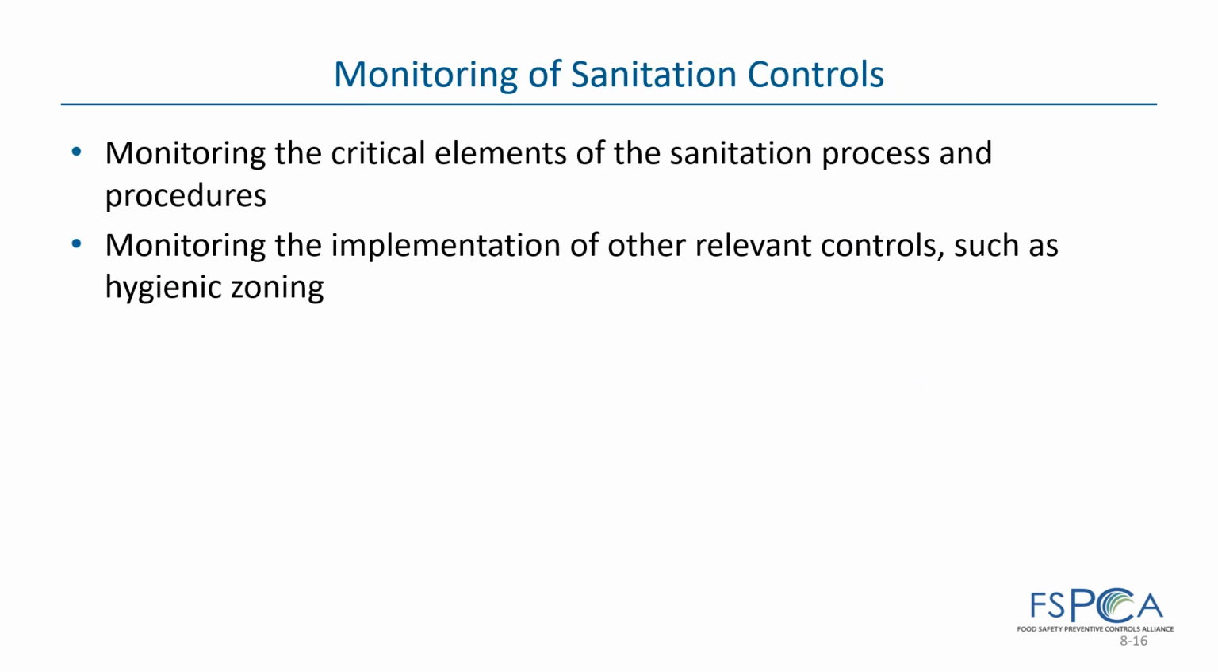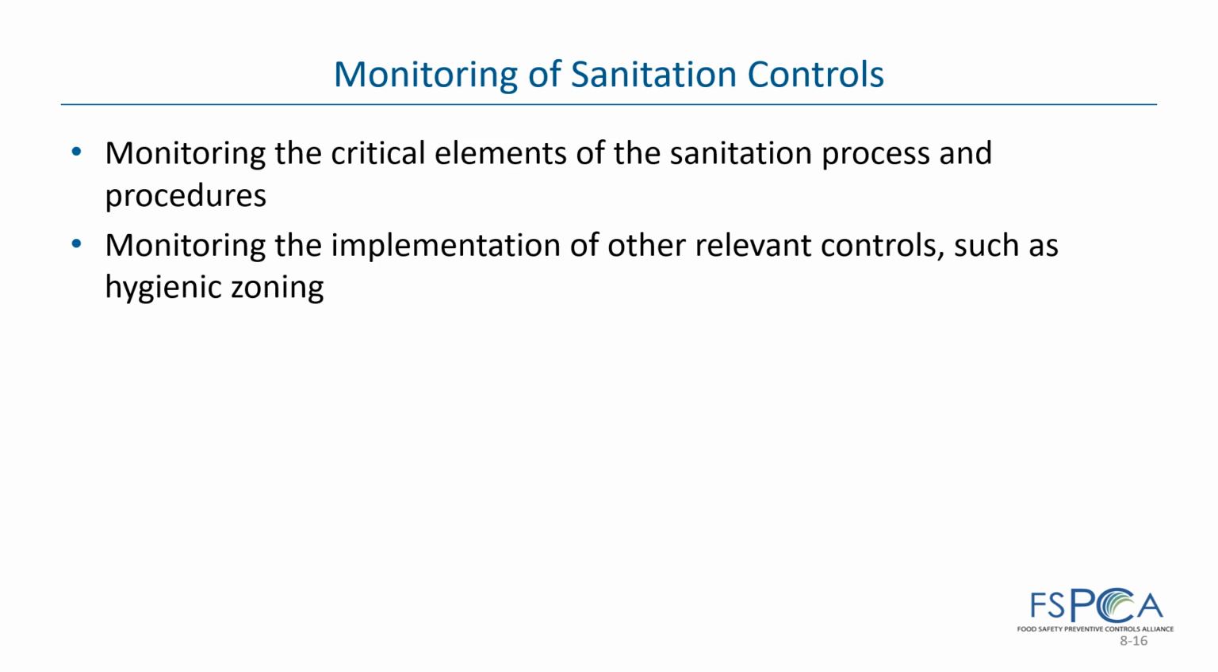So again, we are required to monitor our sanitation controls, any preventive control. We're going to be producing some paperwork to make sure it's being implemented. So that means monitoring the critical elements of sanitation process and procedures. If we're using hygienic zoning or some other personnel procedure, we can monitor that as well. That might be a little bit more difficult, but I think there are ways to do that.